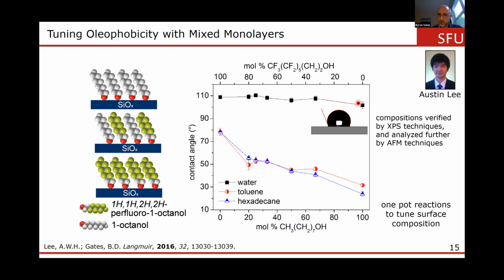And so, it just shows you that this is a simple way to be able to tune the composition by simply mixing the ratio of these species in the original solution, and then these layers that we make are formed by a thermal process. We can do that in an oil bath or a microwave or other processes.